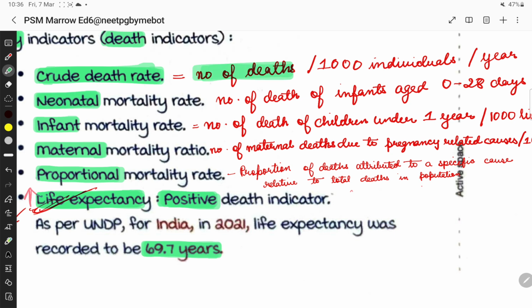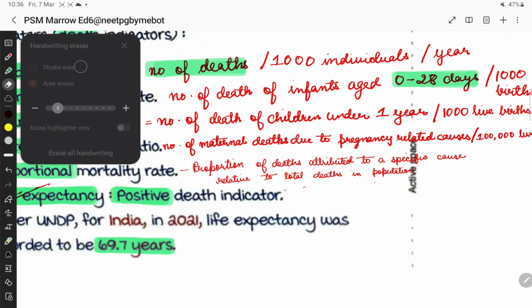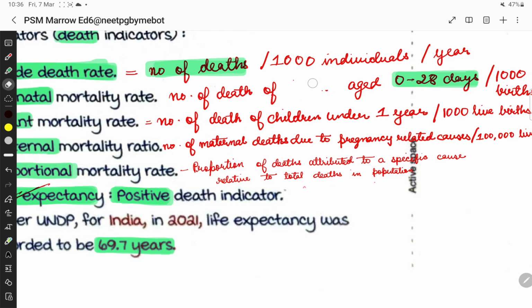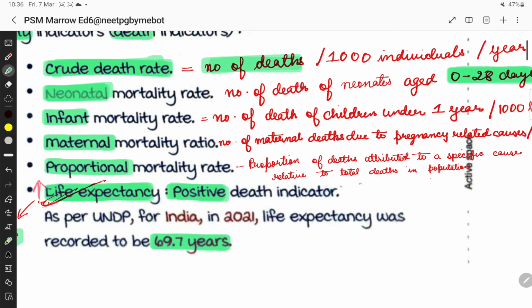Neonatal mortality rate. Neonates mean between 0 to 28 days. So neonatal mortality rate is the number of neonates, that is those aged 0 to 28 days, who die per 1,000 live births per year. Number of deaths of individuals 0 to 28 days per 1,000 live births per year is neonatal mortality rate.